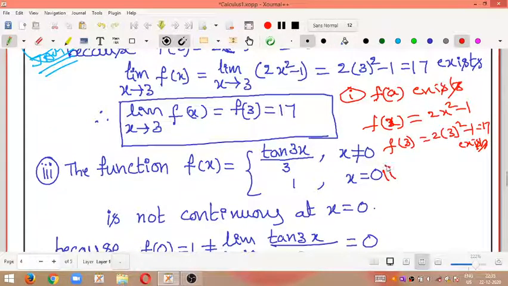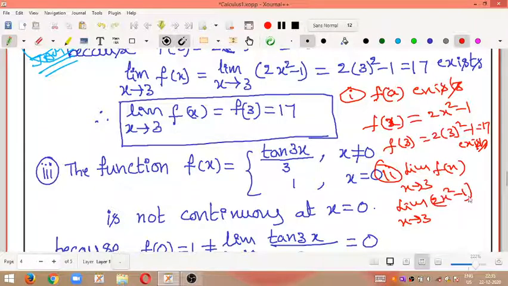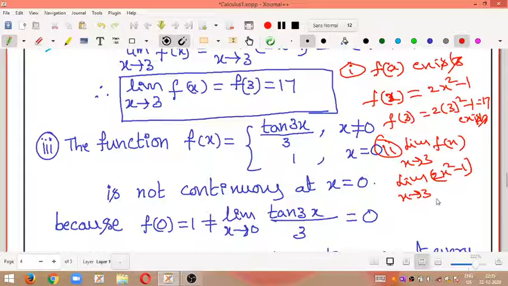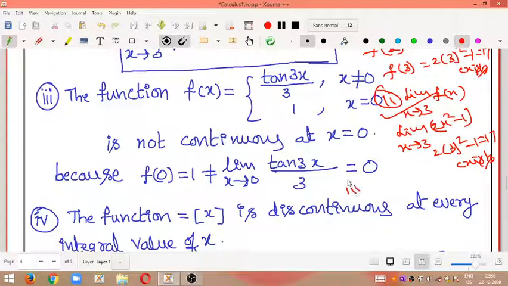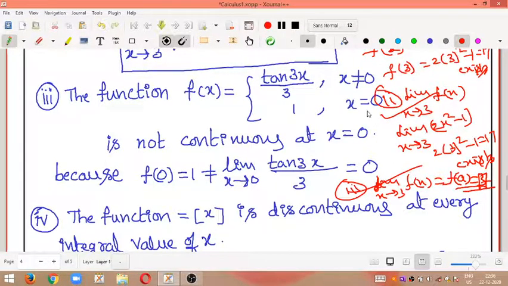What about the second condition? The limit as x tends to 3 of f of x, that means the limit of 2x square minus 1. By the limiting value, 2 into 3 square minus 1 is equal to 17, which also exists. So the second condition also exists, and the first condition also exists. So the third condition is what? The limit as x tends to 3 of f of x is equal to f of a, that is equal to 17. So this function is continuous.